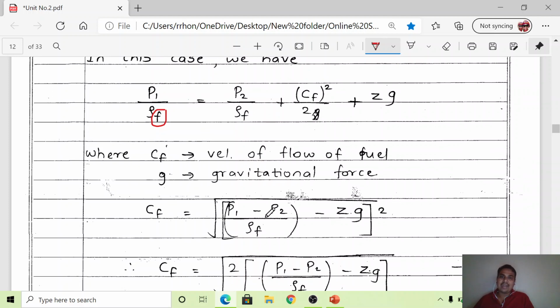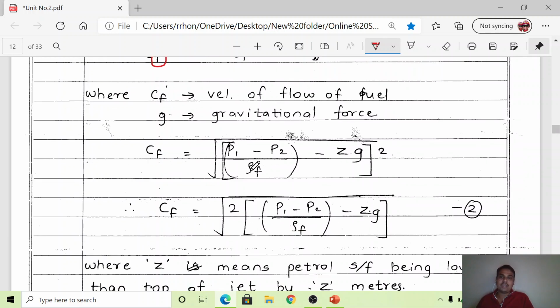So we can write the equation for CF. If you calculate CF, then we can simplify this P1 by rho F and take down P2 to this side, and this rho F is constant. Here Z G is plus; when it comes to this side, it will be a minus term, so minus Z into G, and then CF square, so we can directly write the under root to calculate CF.